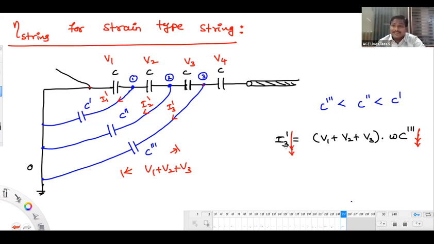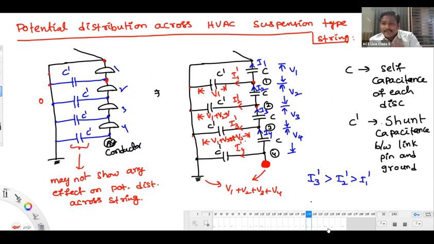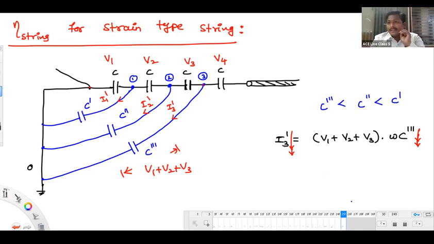Now I'll tell you, just listen. Why are you concentrating on I3 dash? That's the question. We have many shunt capacitance currents, right? We have I1 dash, I2 dash, and I3 dash. Why are you concentrating only on I3 dash current? Because that current itself is a major one in the previous analysis of suspension. So that's why I'm considering that one. That current is coming very, very low.